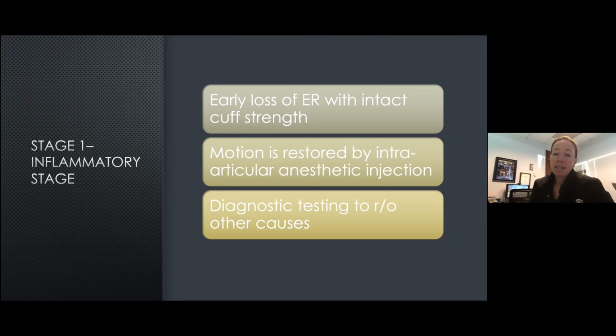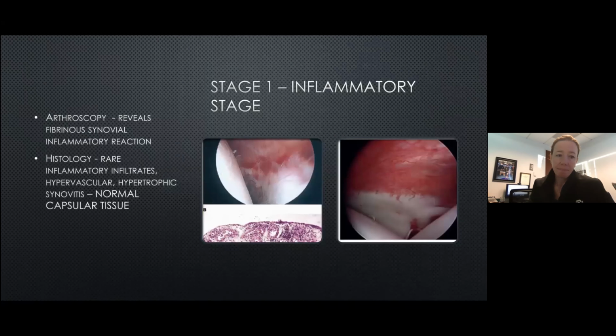You can do diagnostic testing at this stage, and often do, because you're not certain if it may be something else or one of those other pathologies. So very often you'll be doing MRIs and things in this stage, and it can be hard to interpret that. But what you'll see if you scope someone in this stage is a lot of inflammation, all that hyperemia, erythema, especially throughout the capsule.